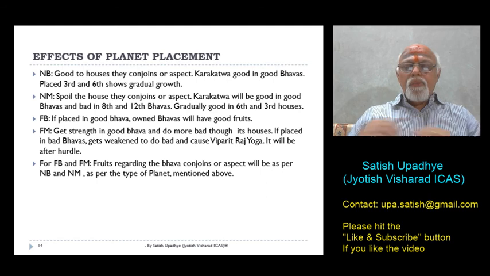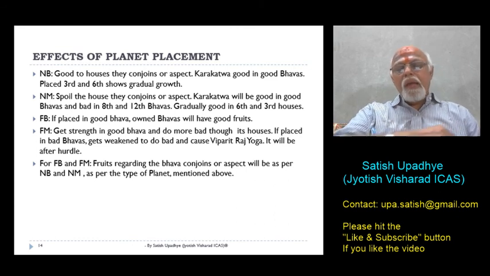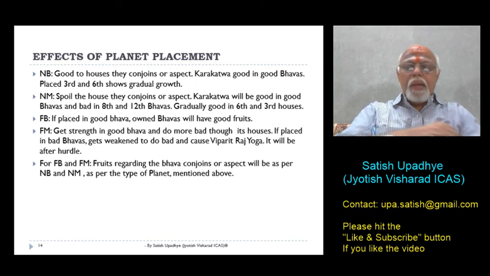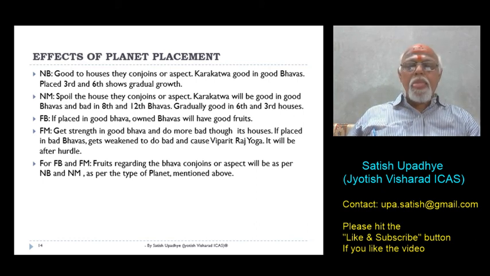So the functional malefic gets strength in good bhava and does more bad through its houses. If placed in bad bhavas, it gets weakened to do bad and causes viparit rajyoga, it will be up to hurdle. For functional benefic and functional malefic, fruits regarding the bhava, conjoins or aspects will be as per the natural benefic or natural malefic, as the case may be, of that particular planet. We will go to the next slide.